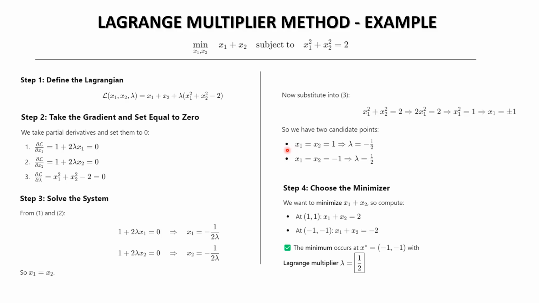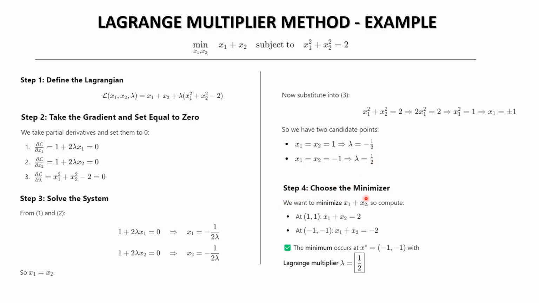The first one, x1 and x2 is equal 1, so the point would be (1, 1). And here we have a Lagrange multiplier minus 1 over 2. We have here such correlations. And the second point, x1 is equal x2 is equal minus 1, so the point is (-1, -1), and the Lagrange multiplier is equal 1 over 2.